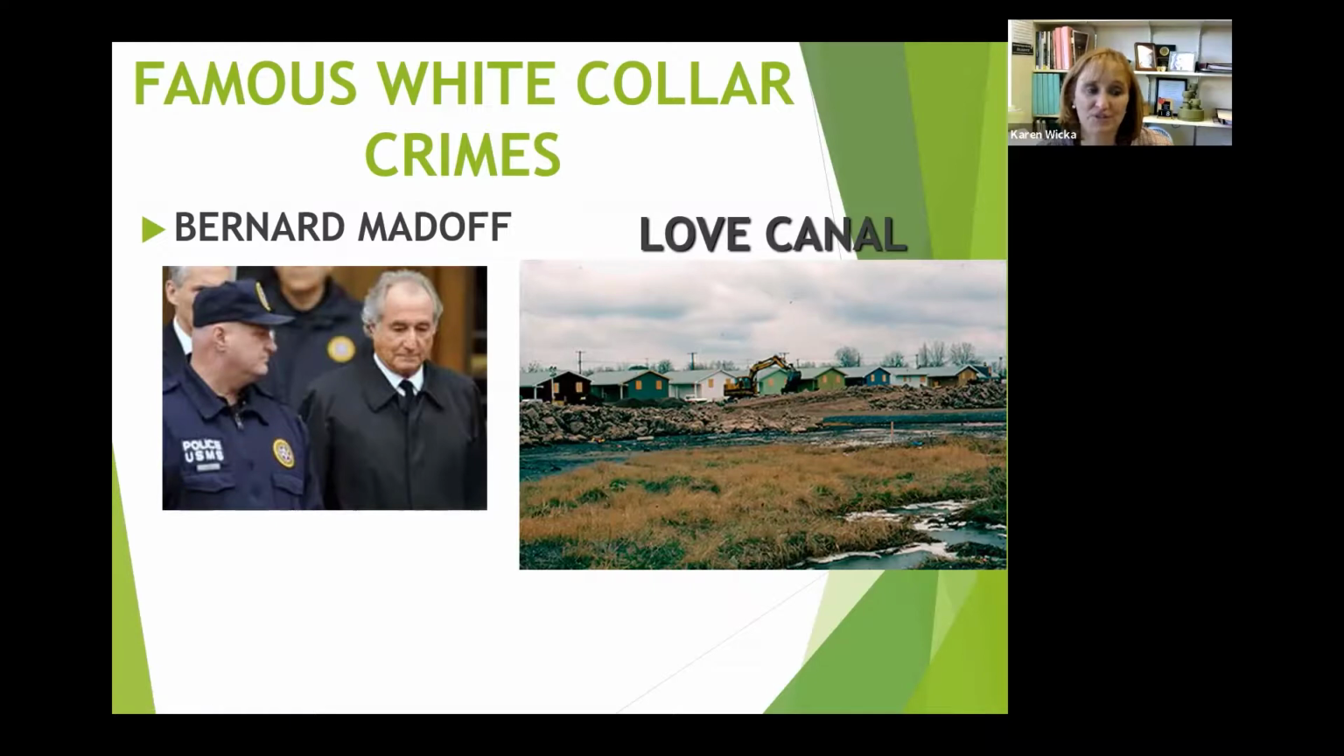The corporation was dumping waste. This is in Niagara Falls, and it was dumping waste into this area and it was seeping into the ground. And then they built a neighborhood on top of it and people were dying because of the waste. So that was a corporate crime.